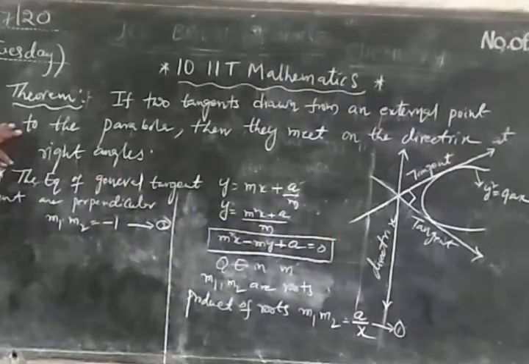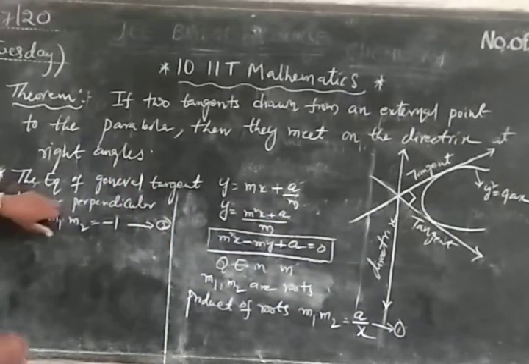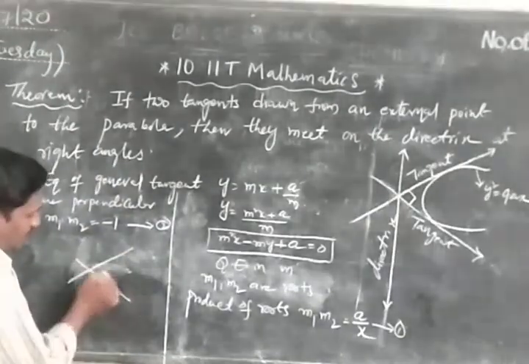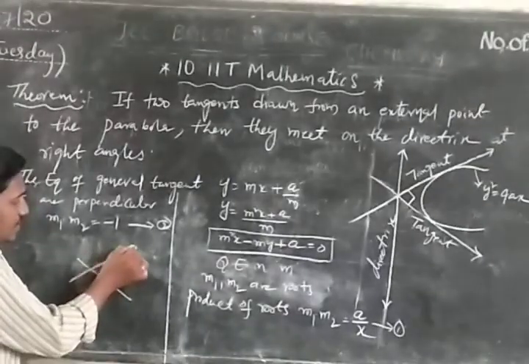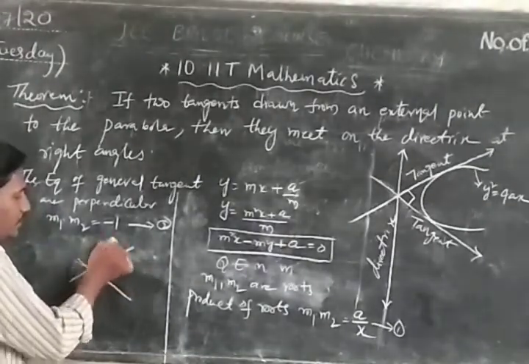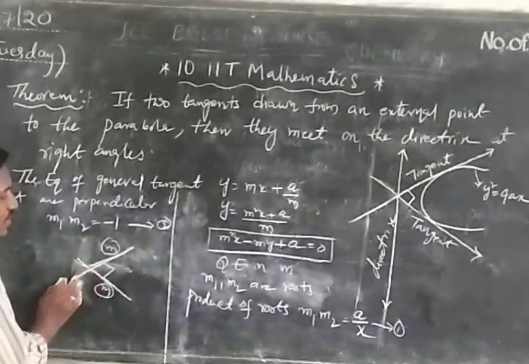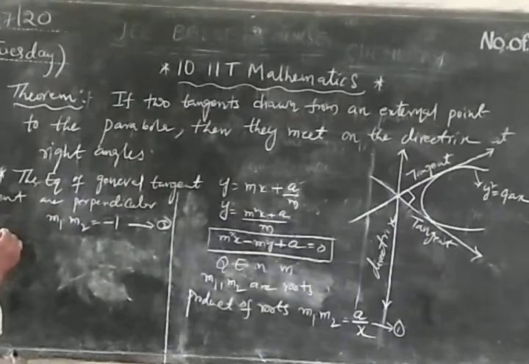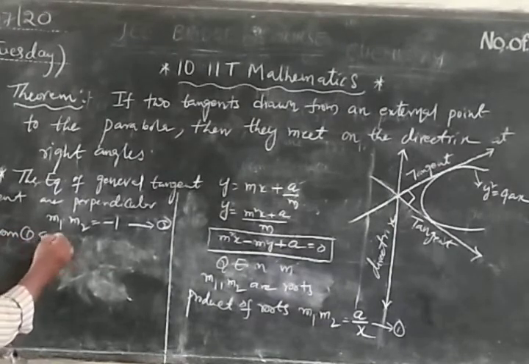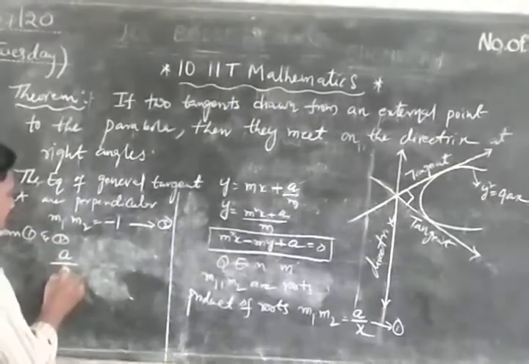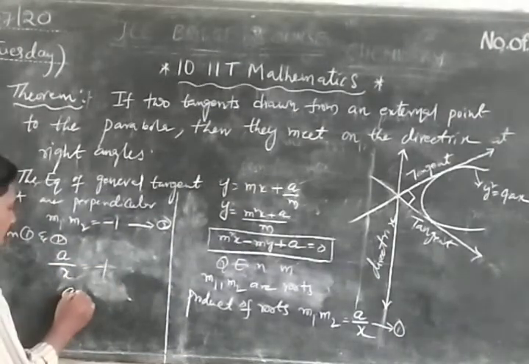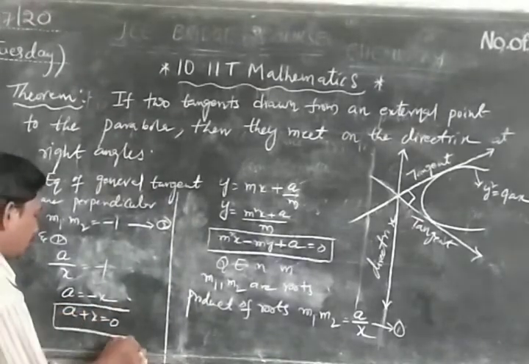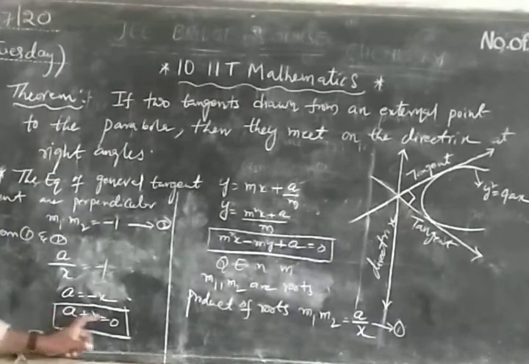From 1 and 2, the tangents are perpendicular. Perpendicular means, like, this is slope m, here slope m, and the product of the slopes is minus 1. So from 1 and 2, a by x equal to minus 1, a equal to minus x, a plus x equal to 0. This is direct. A plus x equal to 0.